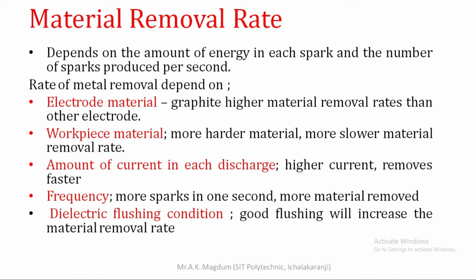Next, workpiece material. The harder the material, the slower the material removal rate. Whenever the material is hard and you want to machine it with the EDM process, due to the hardness, higher temperatures are required for melting, and the time required for melting of that workpiece is also high. Next, amount of current in each discharge: a higher current removes material faster. No doubt, we have already discussed that part in previous slides.